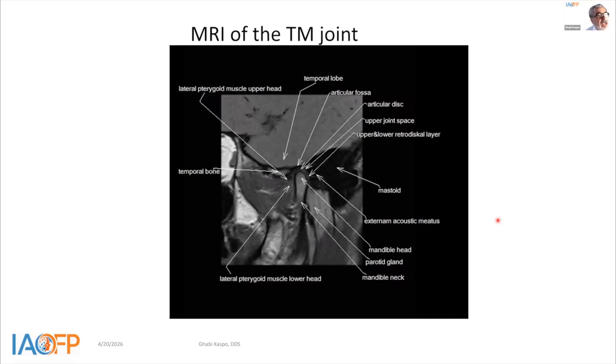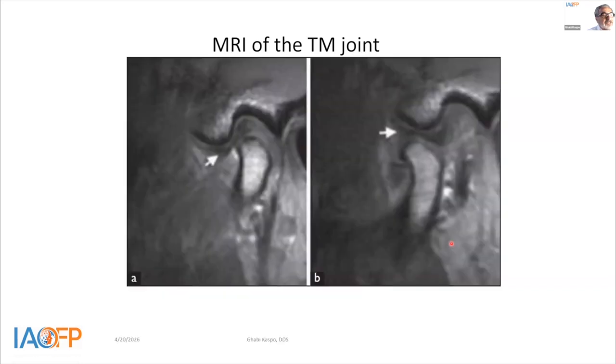We jump a little bit to the MRI of the TM joint. These are some anatomy of the normal joints. I'm not gonna go over this. So this is a normal TM joint. This is the disc or meniscus. I know most of us call it disc. I like to call it meniscus, but that's easy for the patient to understand.